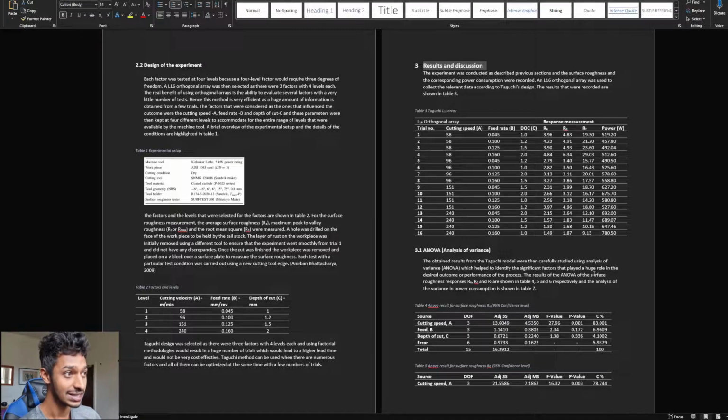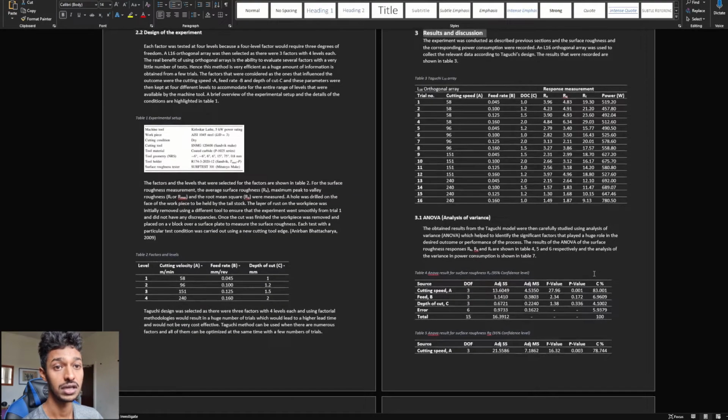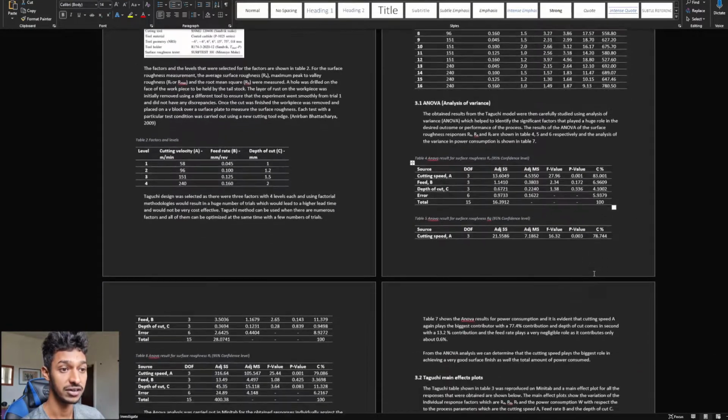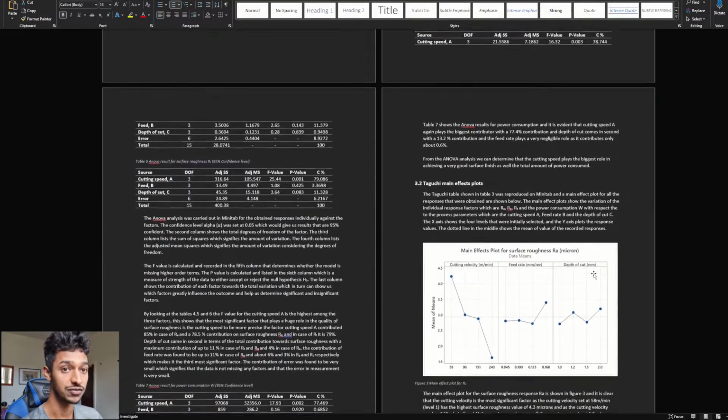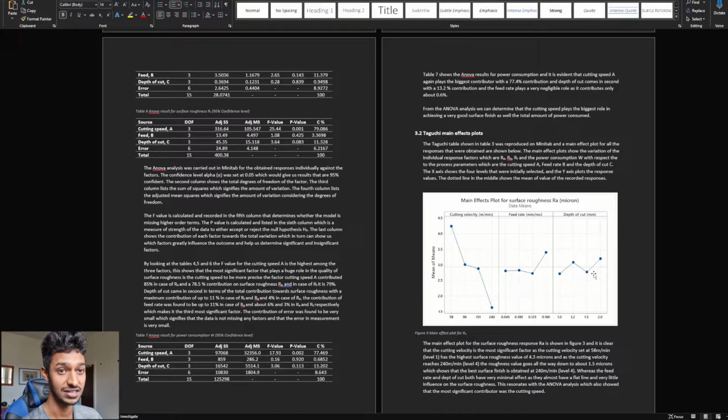So in my case, I used the Taguchi method. I also analyzed the variance of my obtained results. Finally, I also plotted some of the effects of the use of different parameters, and then I arrived at my conclusion saying that here's what I found, and these are the most significant factors, and a combination of these factors would actually give us the best possible results, and stuff like that.